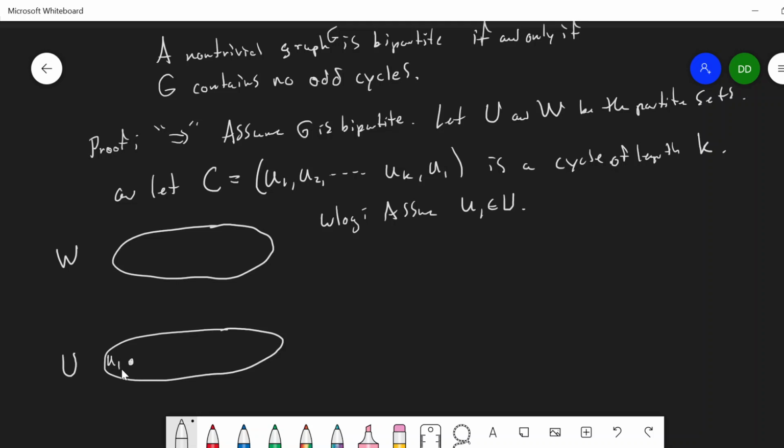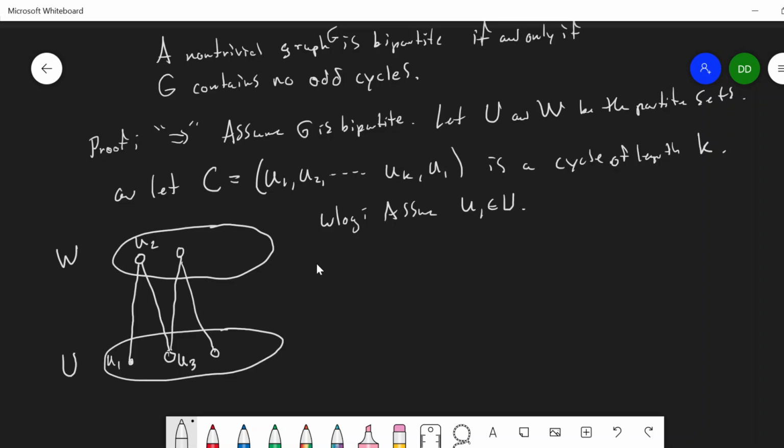So here's my U1. And so what does this cycle look like? Well, because no two vertices of U are adjacent, the next one, U2, would have to be up here in W. Since no two vertices of W are adjacent, the next one would have to be down here. This would be where U3 was, and so on and so forth. You could keep going back and forth, but you have to switch partite sets as you proceed through the cycle.